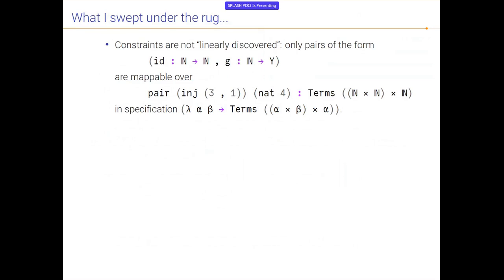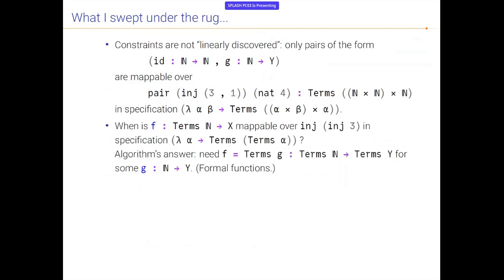Okay, so I went over a few examples. I didn't present the whole algorithm, and there is more at play there. And so what I swept under the rug is that the constraints are not linearly discovered. So we can have more involved examples where we can find multiple constraints on the same function that we are trying to map, coming from different subterms of the terms that we are trying to map over. And then if we have deeper specifications, sometimes we can end up with a constraint of the form f needs to be of the form terms g for some g.